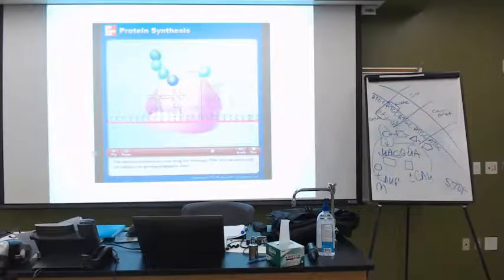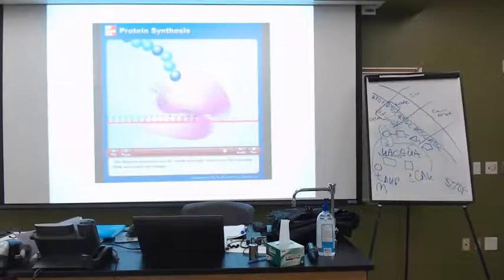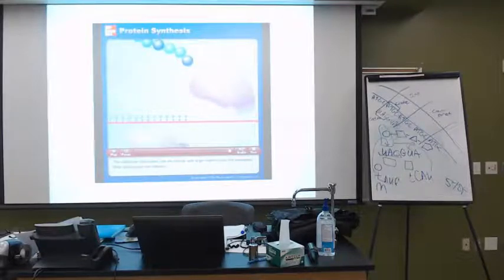Do you see how they're trying to show us that that messenger RNA can be hundreds of thousands of bases long? And so for every 3, a transfer RNA drops in, bringing an amino acid until it's told to stop.